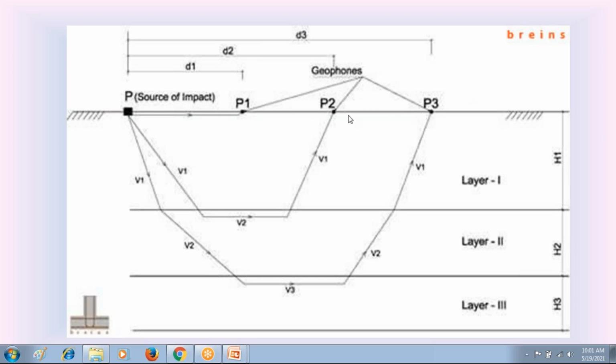These geophones are arranged at some distances from the source. When the shock wave is received by these geophones, they convert the shock wave into electric pulse. That electric pulse is sent to the seismograph. The seismograph will notate the time of receiving those seismic waves by the geophone.